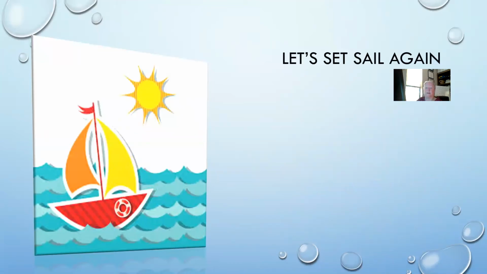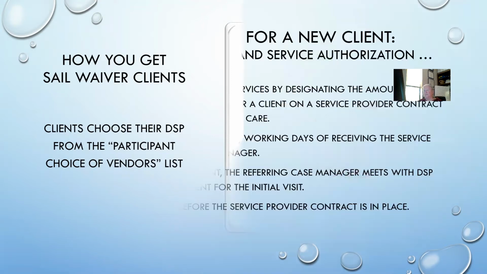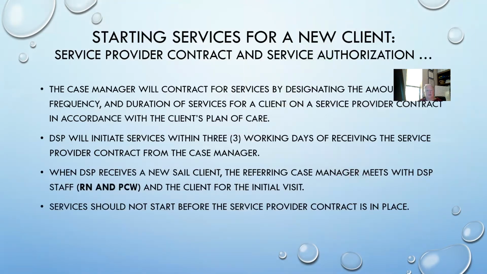Let's set sail again. How you get cell waiver clients. Clients choose their DSP from the participant choice of vendors list. The case manager will contract for services by designating the amount, frequency, and duration of services for a client on a service provider contract in accordance with the client's plan of care.